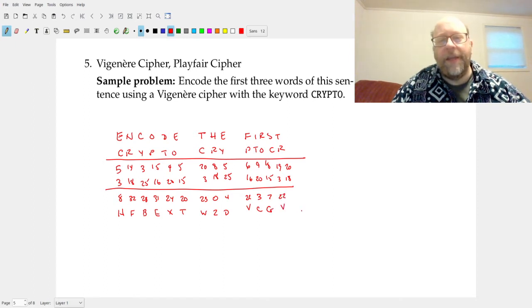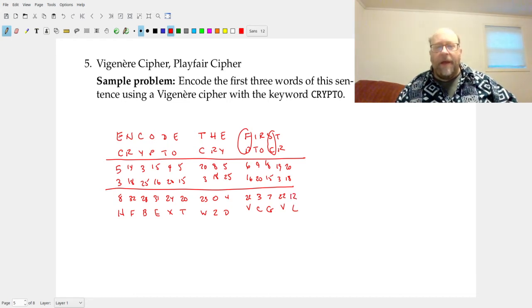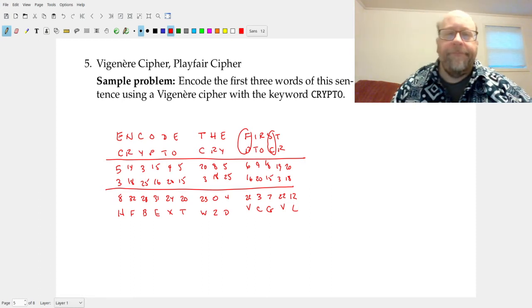22 is V again. We got V in two different ways here, F and P and S and C. The Vigenere cipher is not a monoalphabetic cipher. This can happen, and that's actually kind of good. Finally, 20 and 18 is 38, which reduces to 12, which is an L. I hope I did that okay.